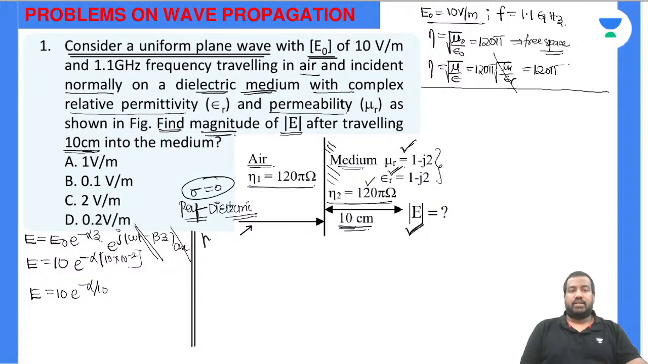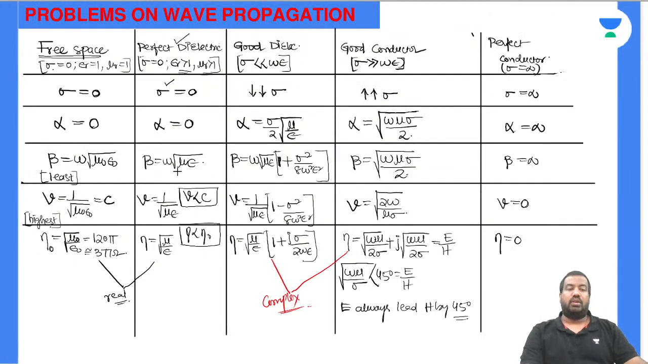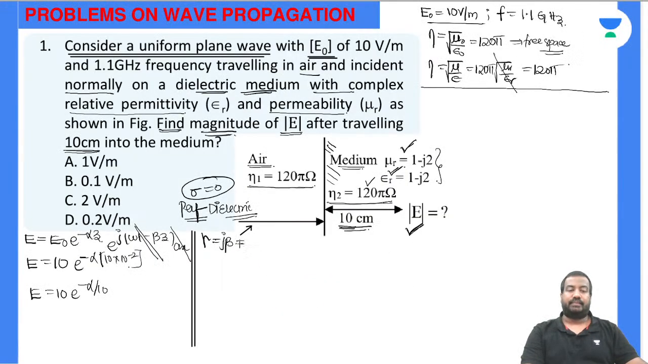Am I right? So considering this as a perfect dielectric, alpha is 0, gamma is alpha plus j beta, so gamma is equal to j beta. How much is the beta value? Omega into under root mu epsilon. Gamma is j beta, which is j omega into under root mu epsilon.